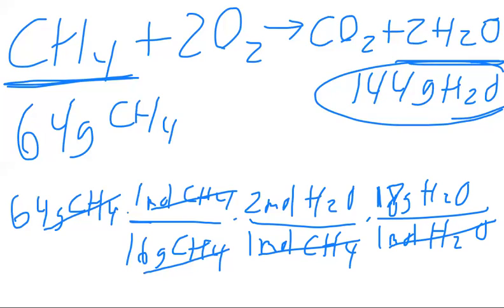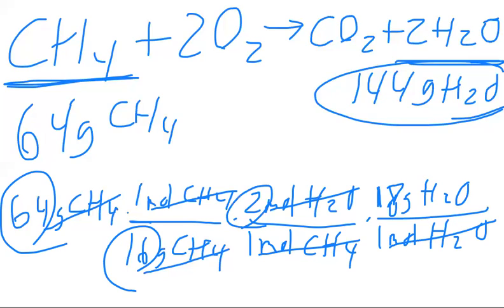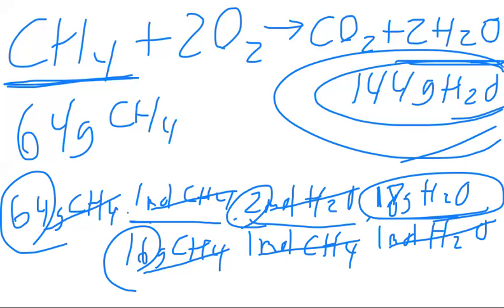Okay, then the moles of H2O cancel out, and I wind up with grams of H2O as my final unit. All right, so if we do the math, we get 64 divided by 16, that's 4, times 2 is 8. 8 times 18 is 144. So we wind up with our same answer as before, 144 grams of H2O.